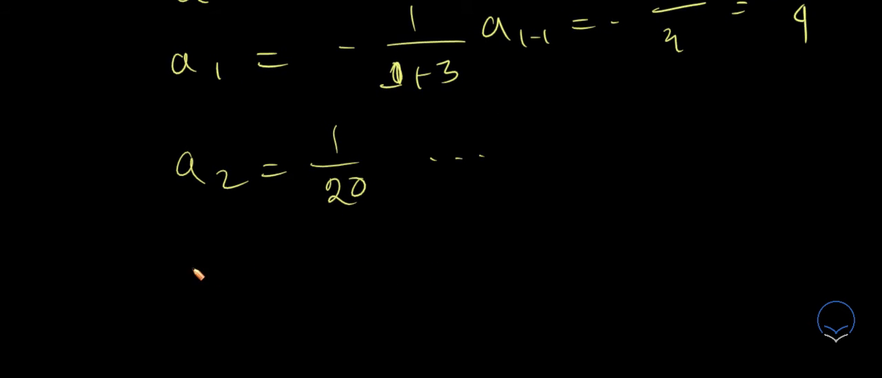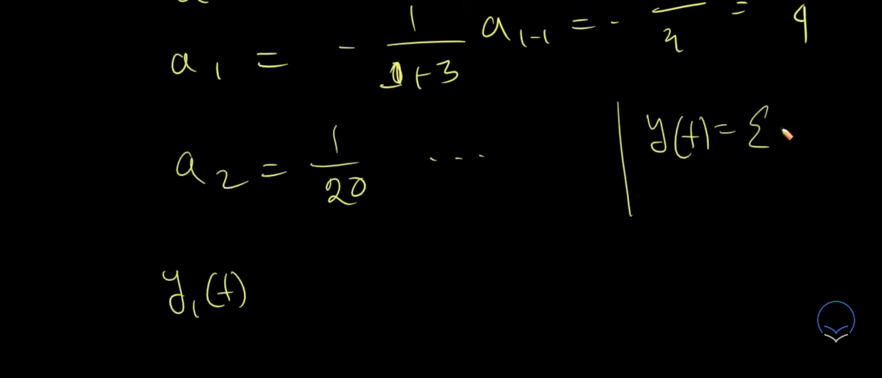So the first solution will have y1 of t. Recall that the solution was in the form of the sum over a of n, t to the power n plus r, right? Or you could also equivalently write it as t to the power r, summation of a of n, t to the power n.